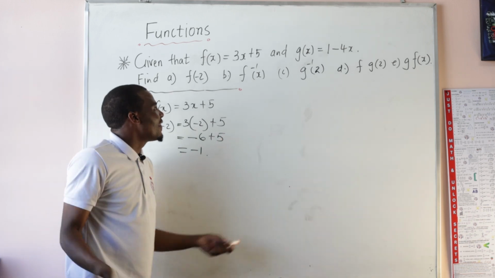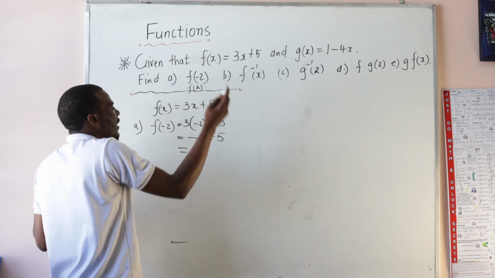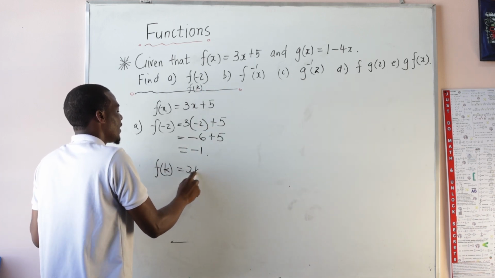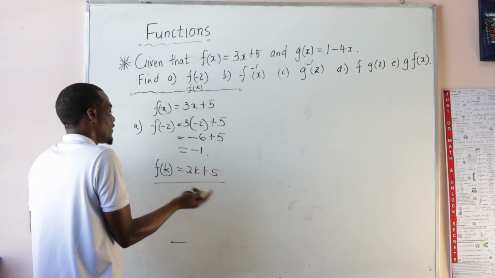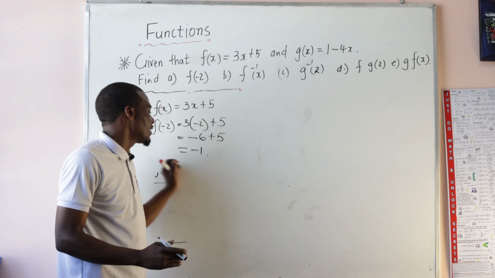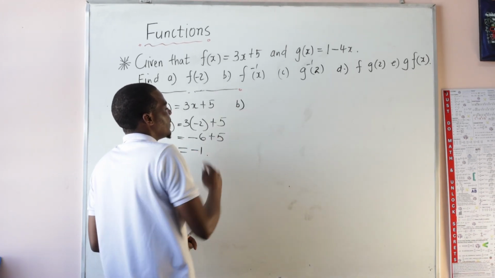You may see other questions like find f(k). What will be f(k)? f(k) will also be 3k plus 5. You can't simplify this further because it's algebra. So you just need to be familiar with that. But don't worry, as it was not part of the example. Let's quickly move on to part B.